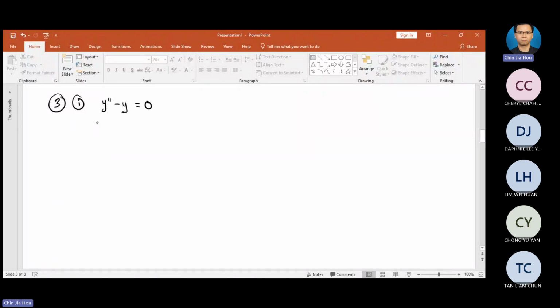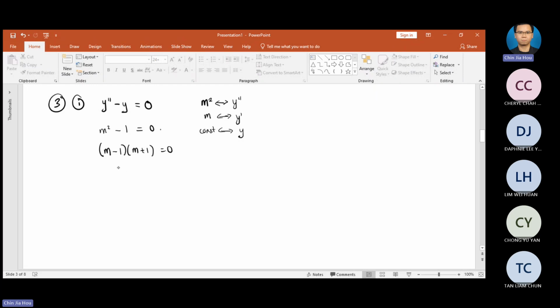non-homogeneous case. So in this case, remember the part where we have m squared corresponding to the y double prime, m corresponding to the y prime, and then a constant corresponding to the coefficient of y. So in this case, we have m squared minus 1 equals 0 as our characteristic equation. Then we take m minus 1, m plus 1, and we have two distinct real roots.